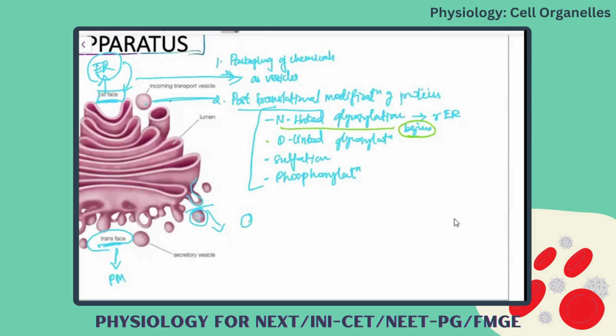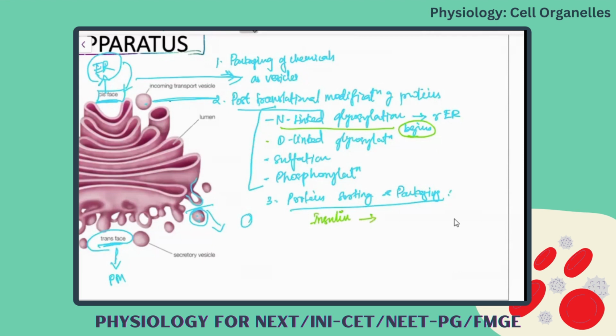And then next, this post-translational modification of the proteins is also followed by another mechanism called protein sorting and packaging. In this protein sorting and packaging, the Golgi will sort out various proteins based upon their function. An example is insulin.